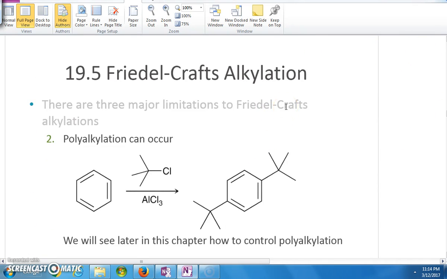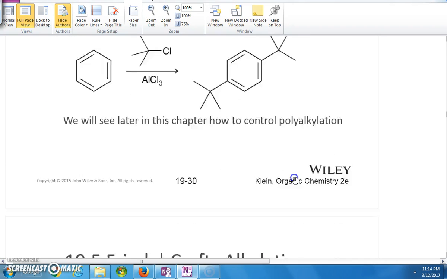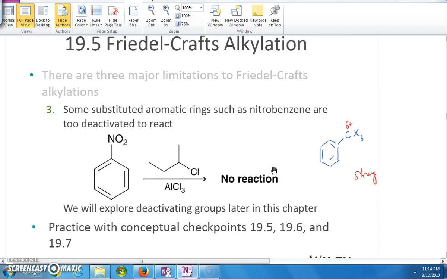The other thing you have to remember is that polyalkylation can occur, just like when we did the alkylation of 1,4-dimethoxybenzene. You can notice that we got the dibutyl incorporation. Okay. And the other thing is that some substituted aromatic rings, such as nitrobenzene, are too deactivated to react, and so no reaction will occur. See, because of the presence of this strong electron withdrawing group, most of these reactions are very difficult to occur.